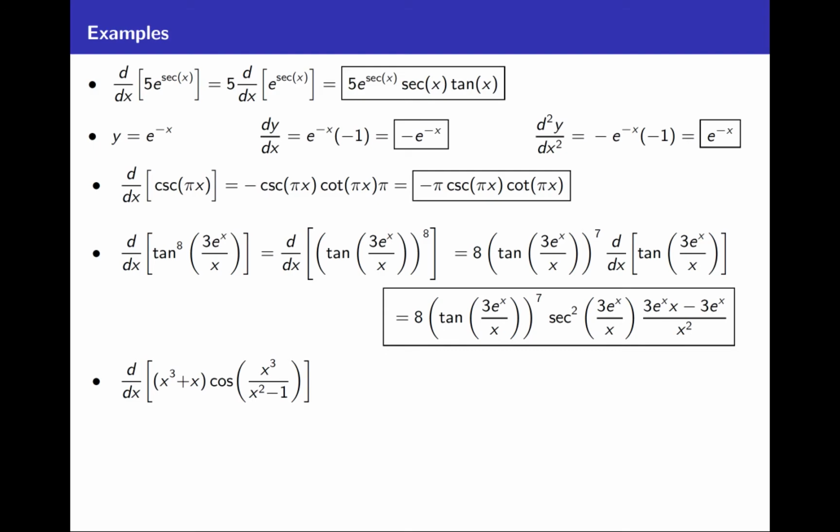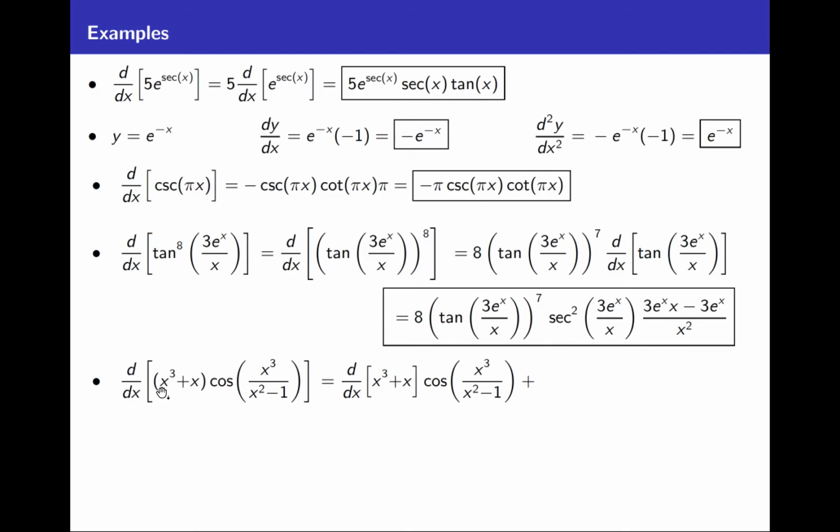Here's another problem. Let's take the derivative of x cubed plus x times the function cosine of x cubed over x squared minus 1. Looking at this, we are taking the derivative of a product, this polynomial times this function here, cosine of this fraction. That's a product. So we're going to have to start out here using the product rule for the derivative of that product.